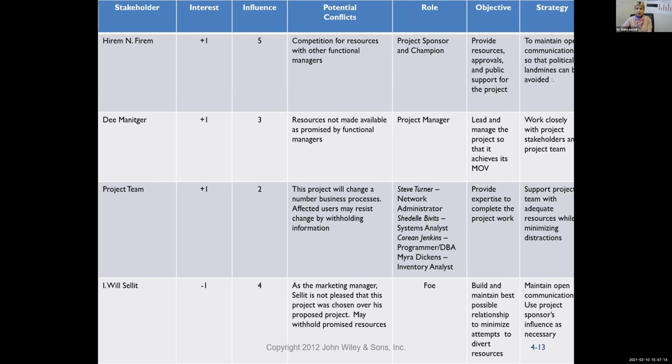The first example says to maintain open communication so that political landmines can be avoided. So this is for the first stakeholder. He has high interest and high influence, so this is on the top right corner of your stakeholders map. You want to manage them closely, and this is how they imagine they would do that: open communication.